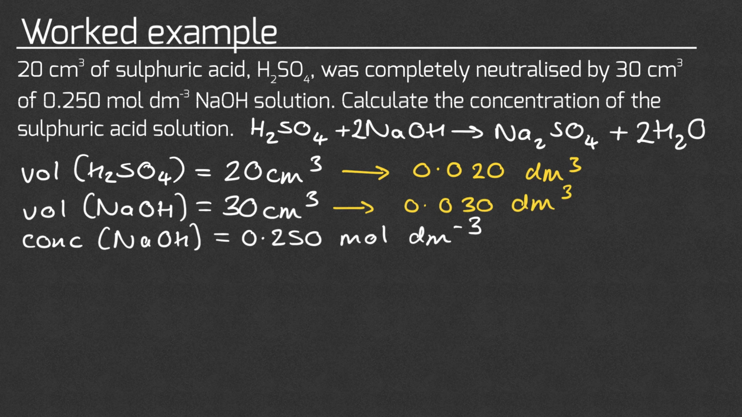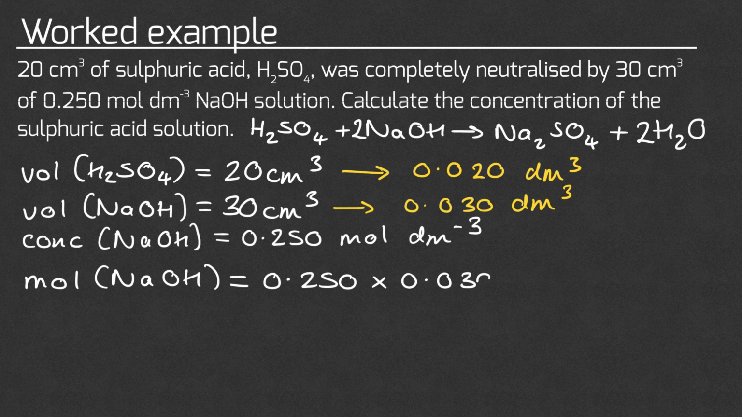Now that we've converted the volumes from centimetres cubed to decimetres cubed, we can work out the moles of sodium hydroxide. So we'll use the moles equals concentration times volume equation. Once we put this into our calculator, we should get an answer of 7.5 times 10 to the minus 3.